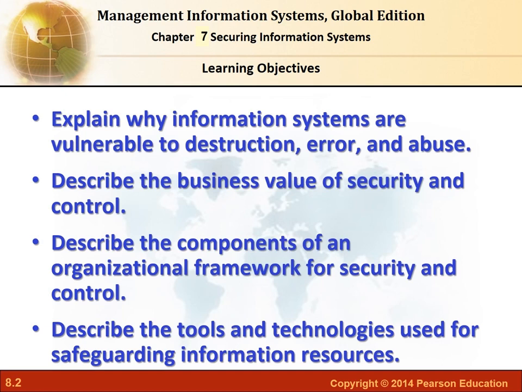Learning objectives. At the end of this chapter, students should be able to explain why information systems are vulnerable to disruption, error, and abuse. Describe the business value of security and control. Describe the components of an organizational framework for security and control. And describe the tools and technologies used for safeguarding information resources.